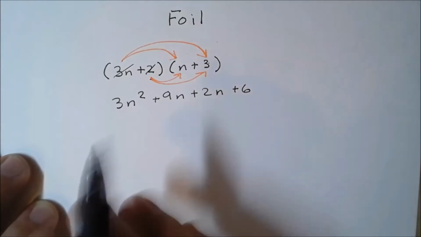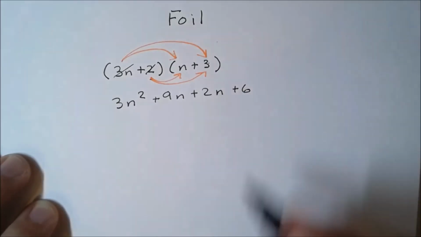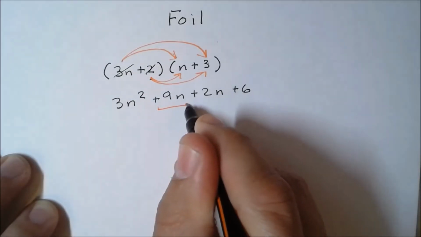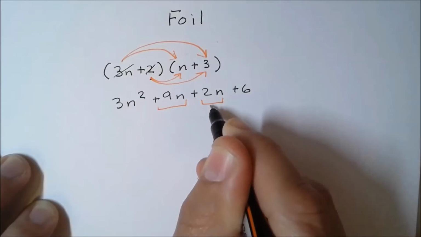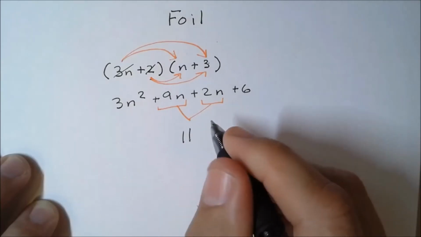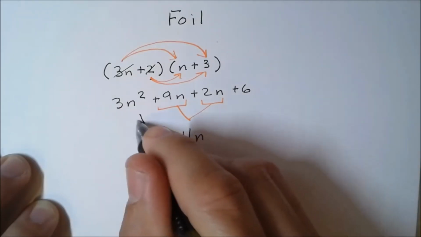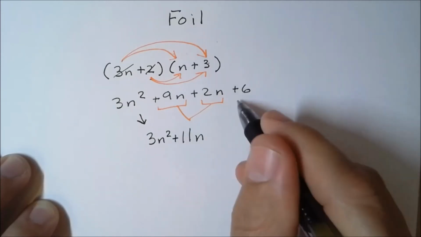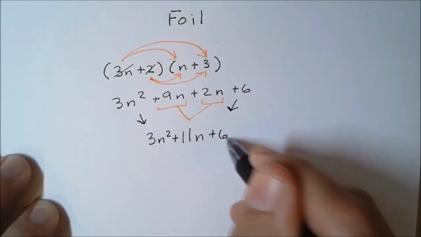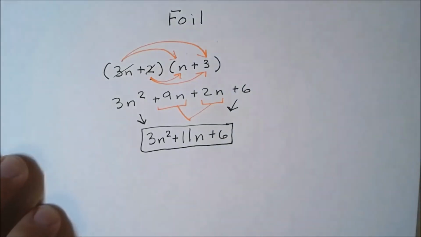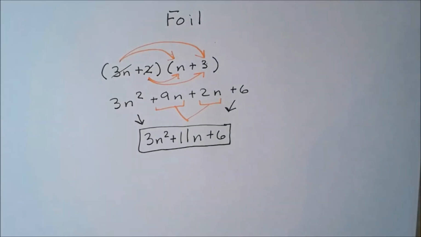So the next step is we want to combine all our like terms. So let me go ahead and get those. Notice that my two middle terms can be combined. I have 2n and 9n. We're going to put those together, and that is going to give me 11n. Then I'll just bring down my 3n squared. There's nothing to combine to that one, and I'm going to bring down my positive 6. And that is our final answer. So we now have a trinomial, which is 3n squared plus 11n plus 6. And that's how you FOIL binomials.